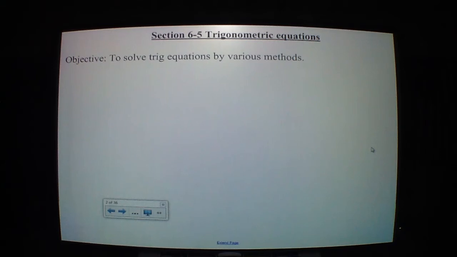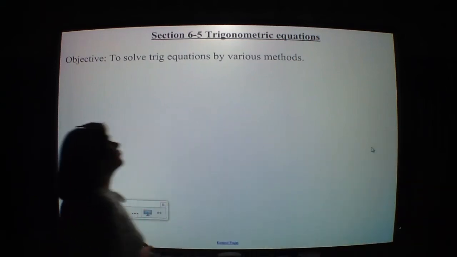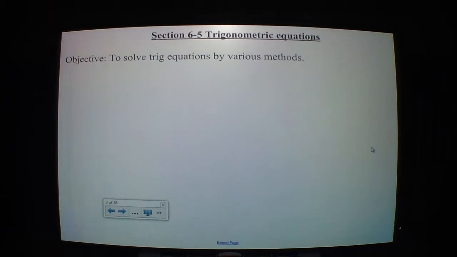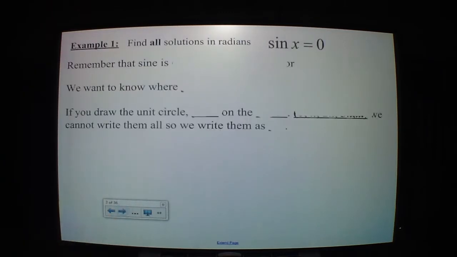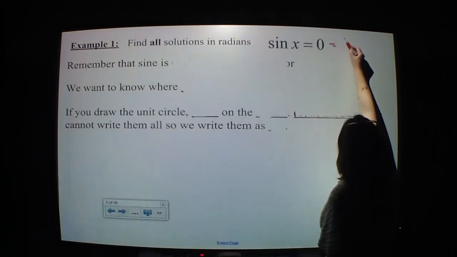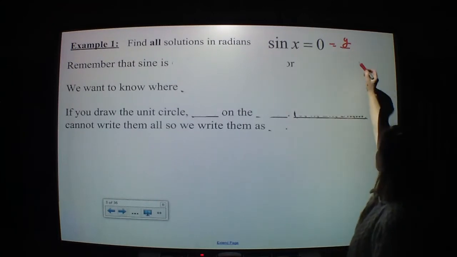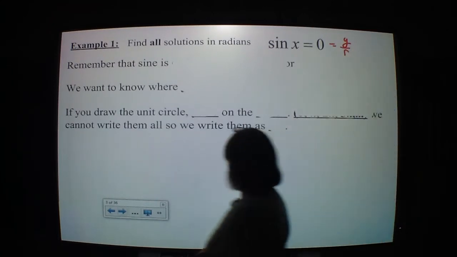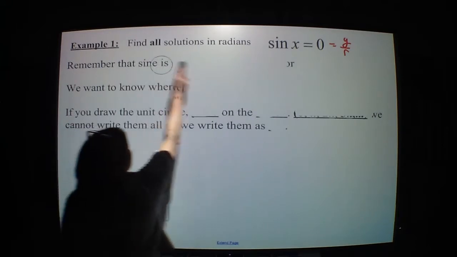Section 6.5. We're going to solve trigonometric equations by various methods. I want to find all the solutions in radians for sine of x is equal to 0. Remember, sine is defined as the opposite, or the y side, over my hypotenuse, or my r side. That's what I have written here.